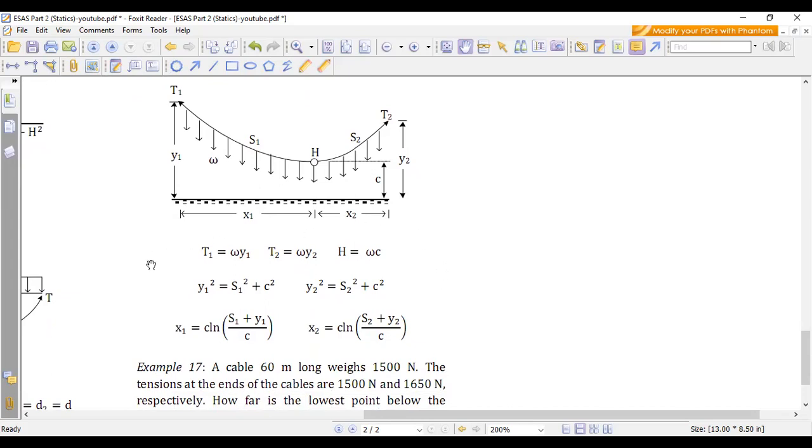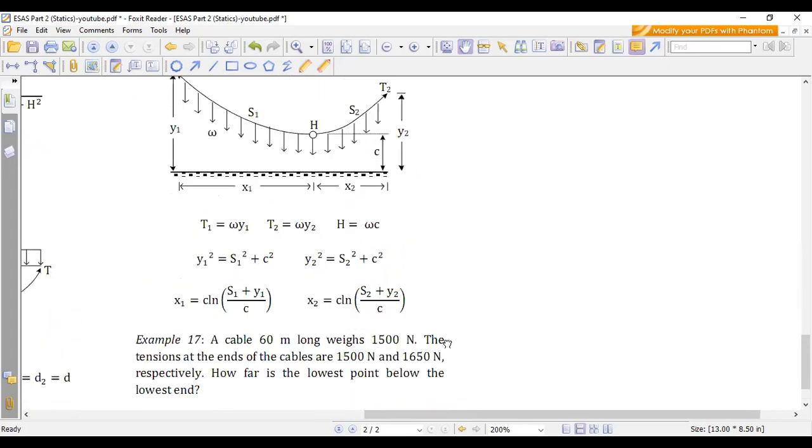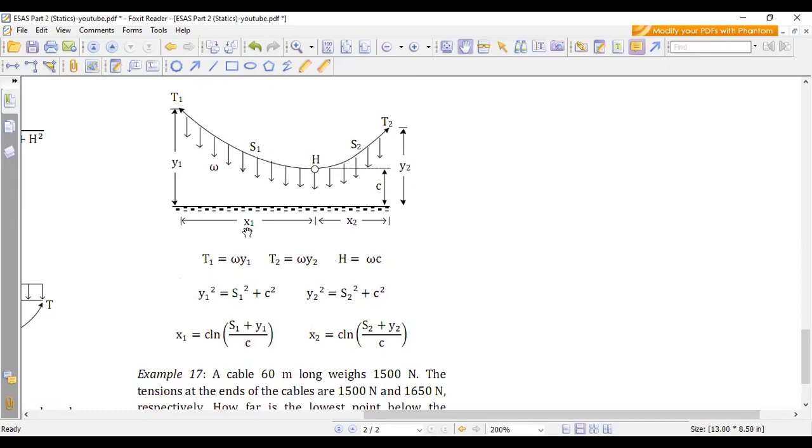So all you need to do is to juggle all these formulas. If the problem allows direct substitution, then the better. But if it involves a lot of variables, then you have to juggle all of these formulas. So x1 and x2 would still be the horizontal length from one end to the other end.